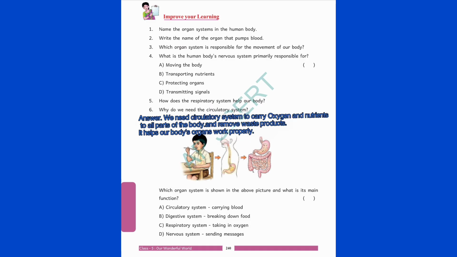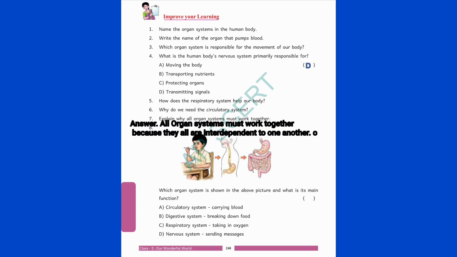6. Why do we need the circulatory system? Answer: we need the circulatory system to carry oxygen and nutrients to all parts of the body and remove waste products. It helps our body's organs work properly. 7. Explain why all organ systems must work together. Answer: all organ systems must work together because they all are interdependent to one another.